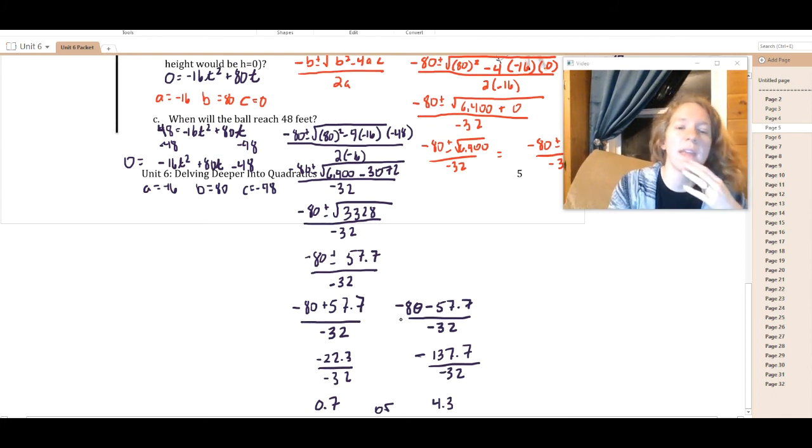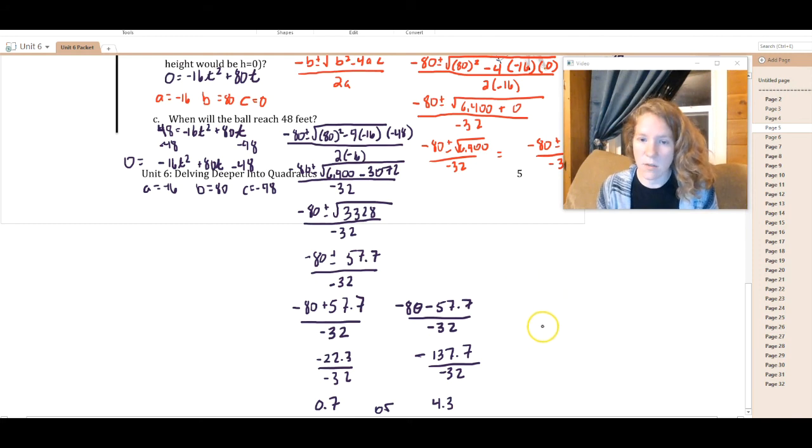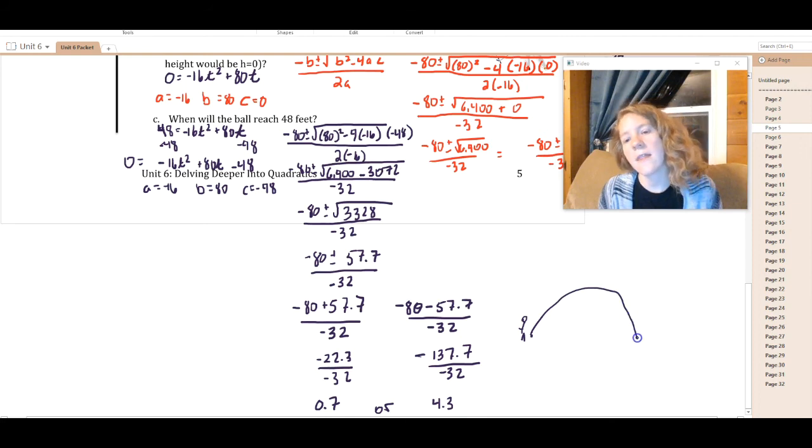Because this is a word problem, the question was, when will the ball reach 48 feet? This ball is going to reach 48 feet two times. If you think about the path of this golf ball, he's starting right here and shoots it off, and then it comes back down somewhere, hopefully right near the little flag where it goes in the hole. Hole in one. It hits 48 feet somewhere over here, and then again somewhere over here.